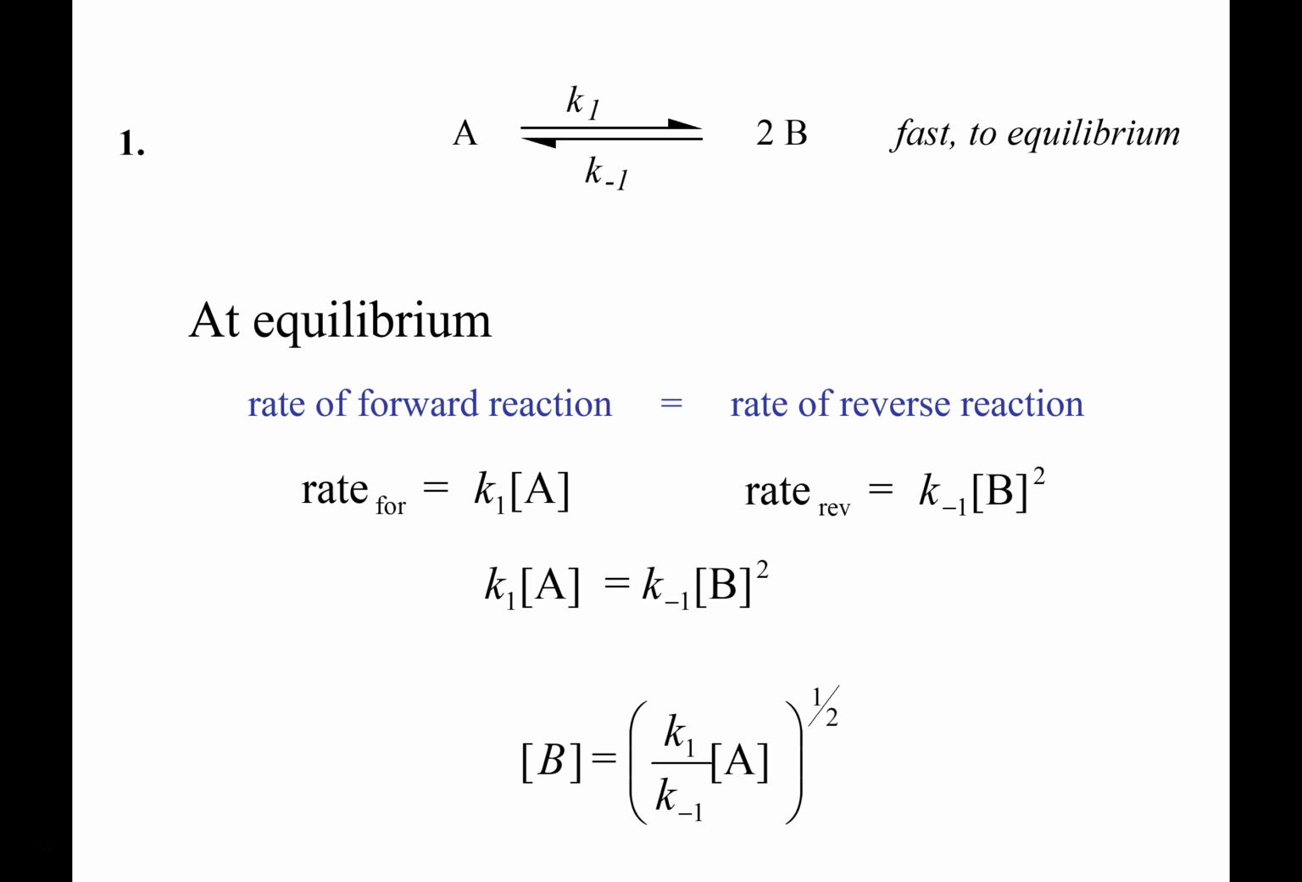So if we move K1 over, you got K negative 1 over, you have K1 divided by K negative 1 times A, molar concentration A raised to the first power. To get B by itself, you have to take that quantity raised to the 1/2 power. So what we did before, we're going to do it again. We're going to take this quantity and substitute it into the rate law expression we got from the second elementary step.